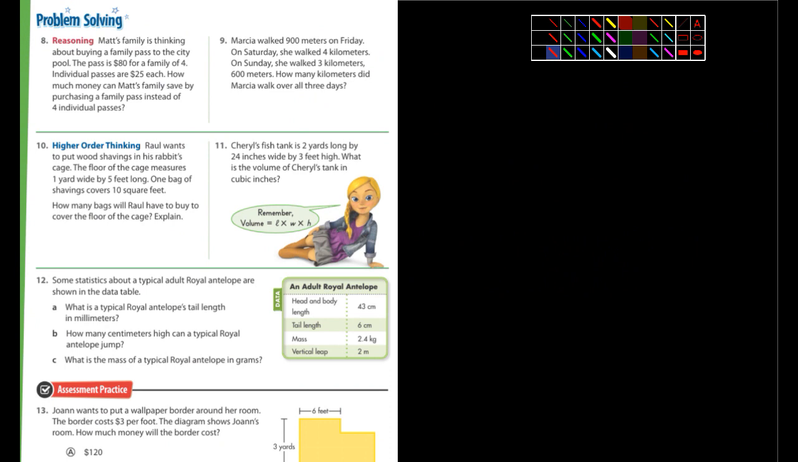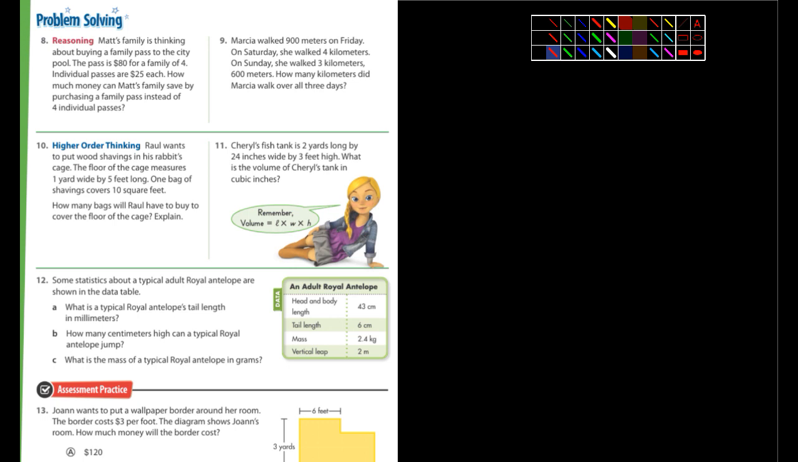Okay. All right. Let's see here. Now where are we? Lost my place here. I got to go forward again. So 12.9, 12.8. Here it is. Reasoning. Matt's family is thinking about buying a family pass to the city pool. The pass is $80 for a family of 4, and individual passes are $25 each. How much money can Matt's family save by purchasing a family pass instead of individual passes?